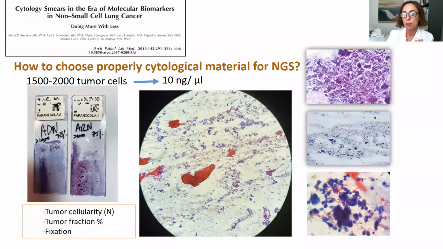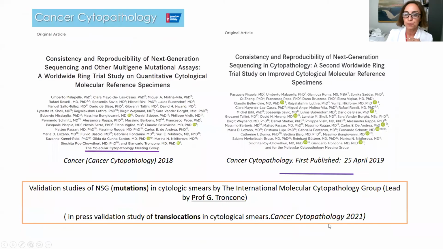But we have to know the amount of cells we have on the smear. So we have to be aware of tumor cellularity, tumor fraction, which means the relationship between tumor cells and the total amount of cells of the sample. And of course fixation is important, that the sample is well fixed. And here are 4 different examples from all of them. NGS will work for sure.